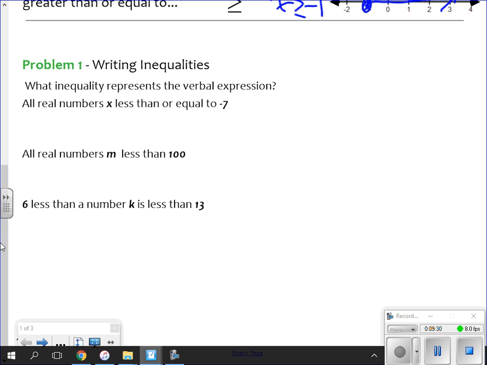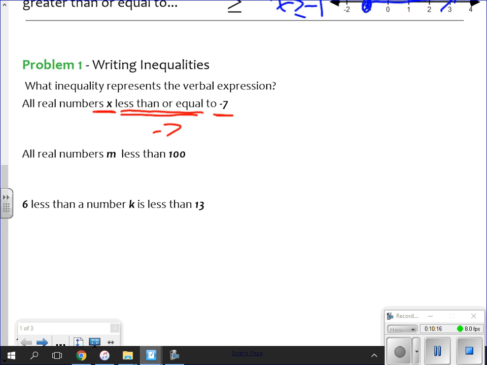Okay, so let's start doing these. So when I do inequalities, when I'm writing them out, I concern myself with a few things. First thing is, what number am I talking about? So in this first one here, what number am I talking about? -7. -7 is what I'm dealing with. So I got -7. Okay. And then I'm dealing with a variable, and it tells me in this case my variable x. Okay. And what's the relationship to them? Okay. x is less than or equal to. That's my relationship between the two variables.